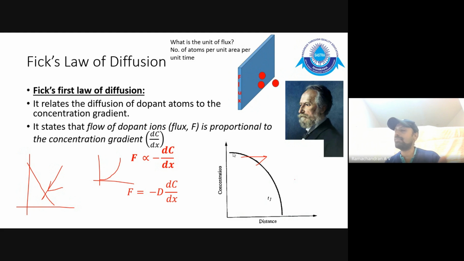Guys, we have 100 atoms. 30 have gone in after some time. So how much will be left? 70 will be, right? So what will happen to the concentration? It will decrease at the surface and the concentration will increase in the depth.